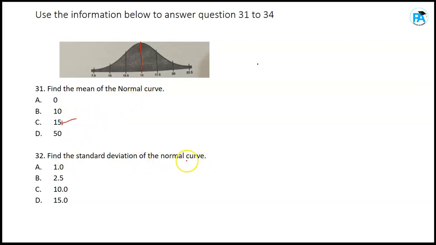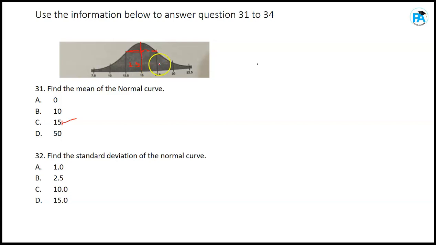Find the standard deviation of the normal curve. To get the standard deviation, look at this. This and this have the same height, isn't it? This place is called the point of inflection. They have the same height at that level. Do you get it? To check the standard deviation, what is the difference between the mean and this place? The difference is 2.5. 15 minus 12.5 gives you 2.5.